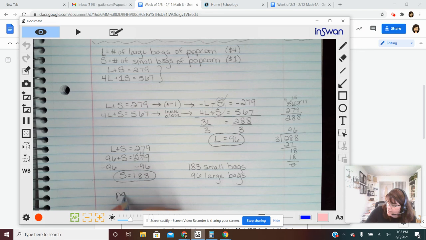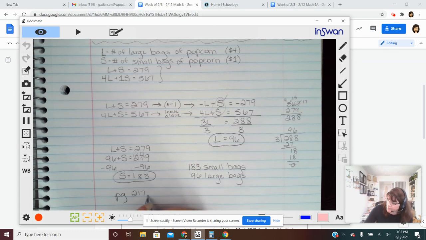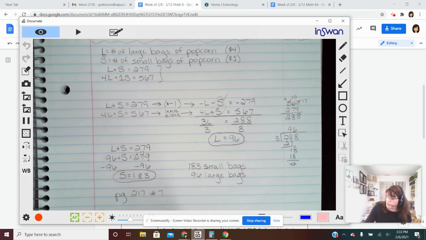Now, just in case you want to look at it again, this is on page 217 of your textbook, and it is number 7. So you're welcome to look at that as well, and really study how that got done. I'm hoping these couple hints help you.